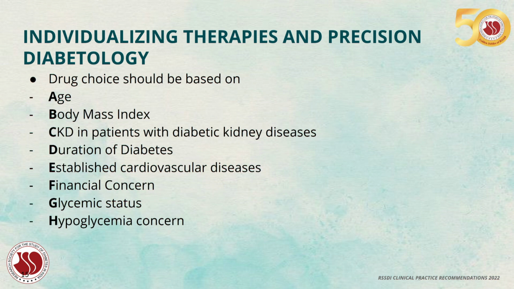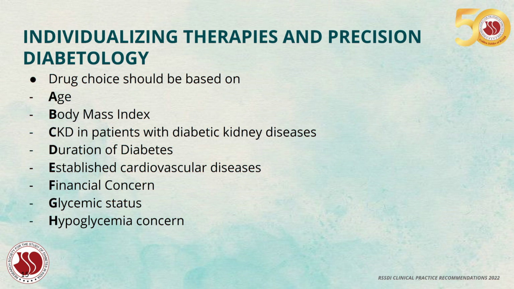Now, what is the A, B, C, D, E, F, G, H approach? These are 8 major considerations or factors which determine the management or clinical treatment strategy for people with diabetes. These 8 factors include age, body mass index, presence or absence of CKD or renal function compromise, duration of diabetes, and established cardiovascular disease.